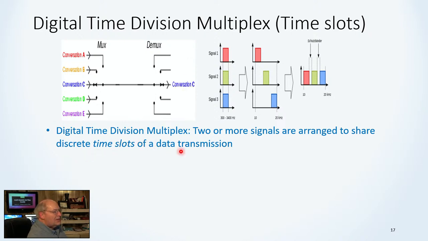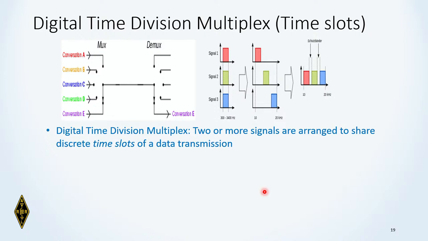So digital time division multiplex is two or more signals that are arranged to share discrete time slots of a data transmission. So time division multiplexing is time slots. Here are the individual signals, and we're sampling them at sequential times. Here's signal one, signal two on a different time slot, signal three, and this is what we're going to apply to a modulator and then transmit across the country. So two different approaches to multiplex. Again, we won't see any of this happening on HF, but we need to know about it.